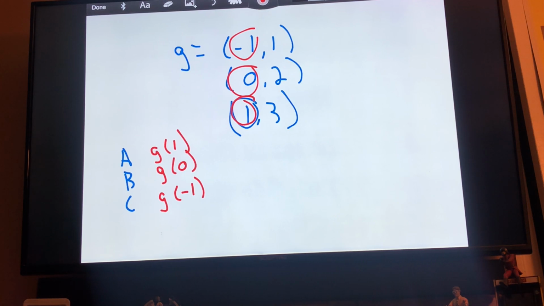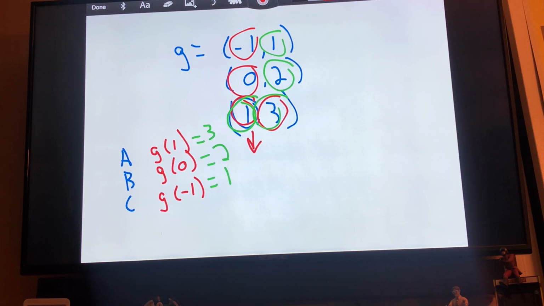Alright? So when we put g of 1, we're looking for what they're paired to. So g of 1 equals 3 because it's paired with 3. So where did I get the 3 at? Well, here's my g of 1, and this is the 3 it's paired to. So g of 1 is paired to 3. So it equals 3. G of 0 is paired to what? 2. So it's 2. G of negative 1 is paired with what? Positive 1, so it equals 1.